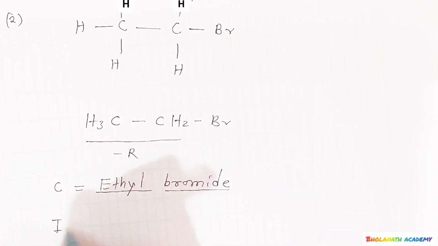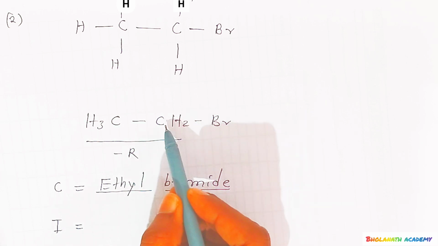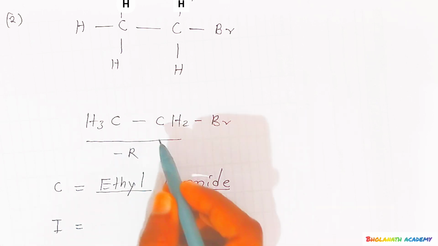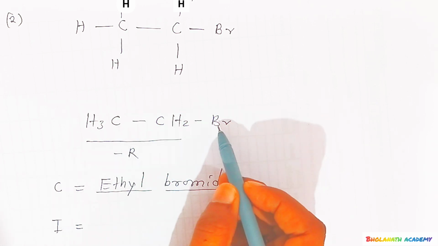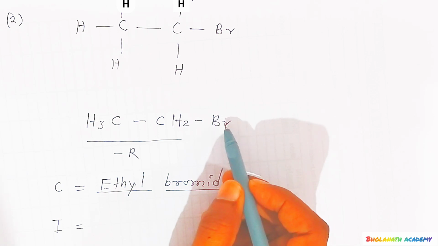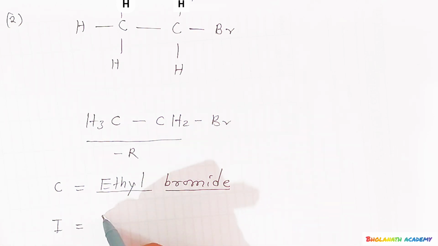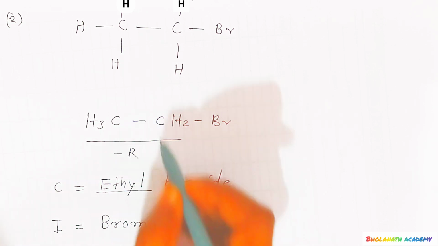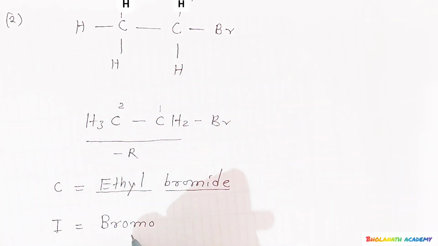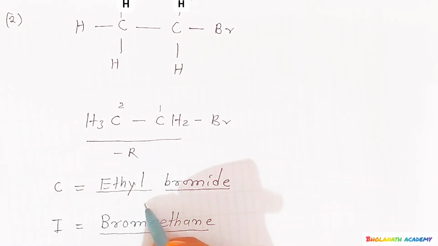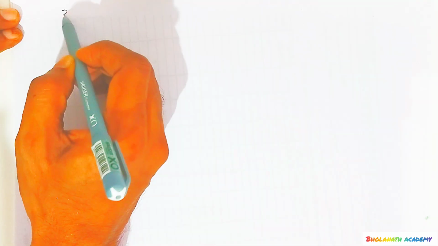Now when you are writing the IUPAC name students, we have to count the number of carbons. So the parent name is nothing but ethane. Which type of halogen is attached? Bromine. So we will write bromo. B will always be capital, bromo. Now 2 carbons, 1 and 2, so we call it bromoethane. Ethane will be continuous students. So this is bromoethane, or you can say ethyl bromide.